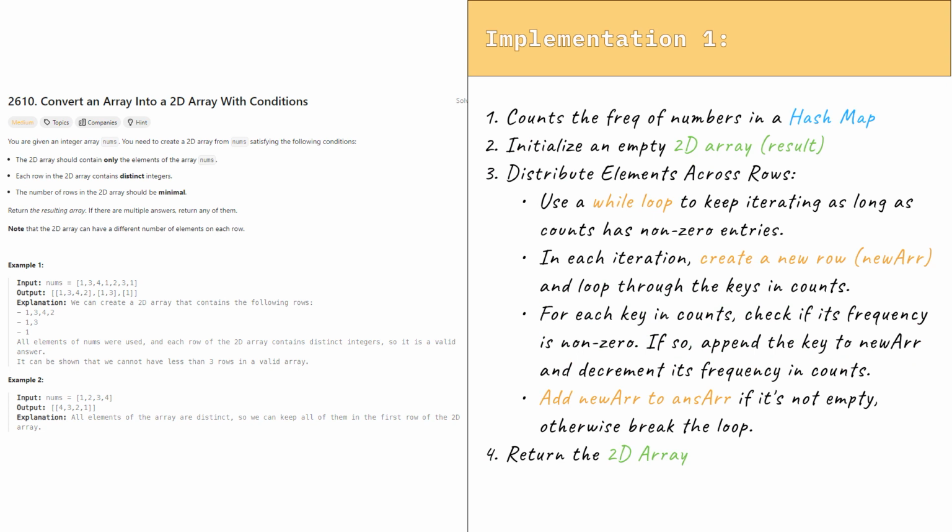Here are the detailed implementation steps. First, we count the frequency of numbers in a hash map. Second, we initialize an empty 2D array as the result. We then distribute elements across rows using a while loop. And finally, we return the 2D array as the answer.